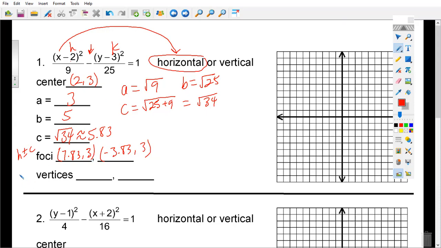Your vertices are going to be h plus or minus your a. So 2 plus 3 gives us 5, and then 2 minus 3 gives us negative 1.